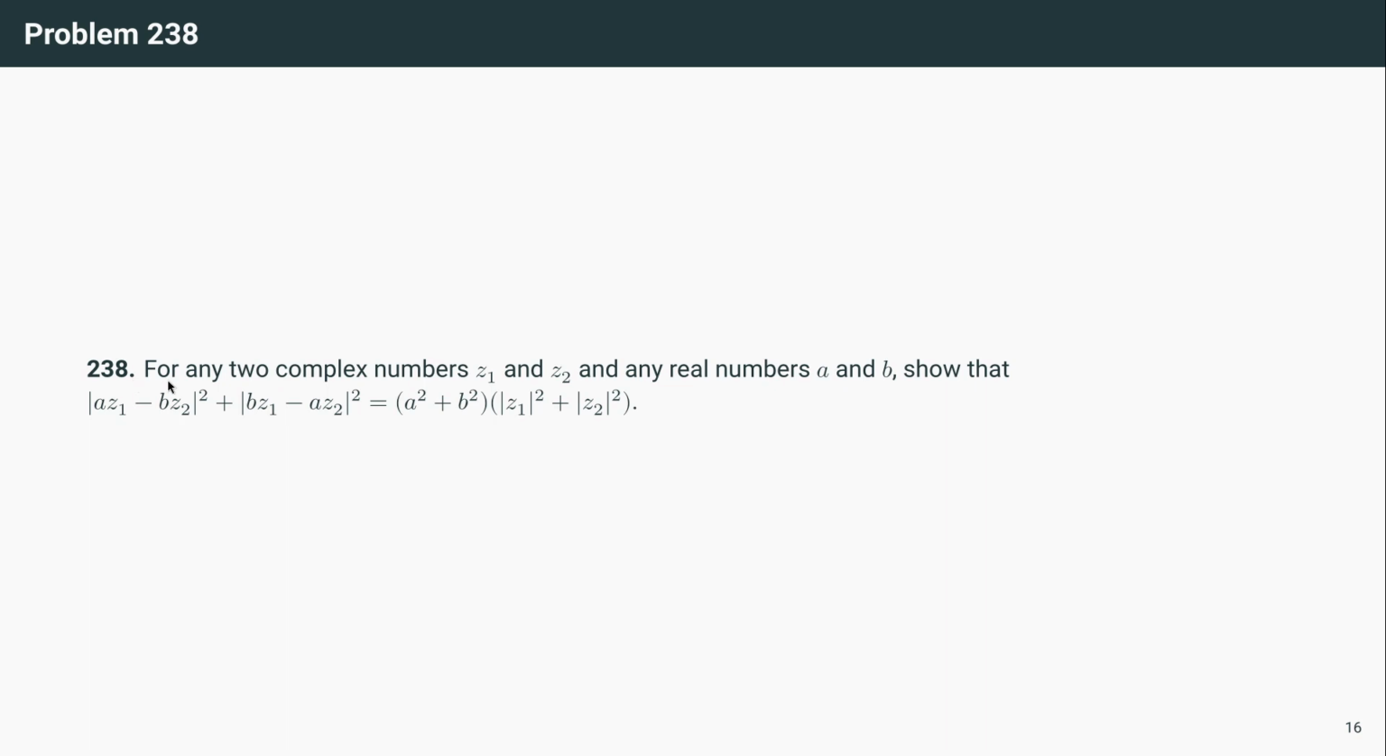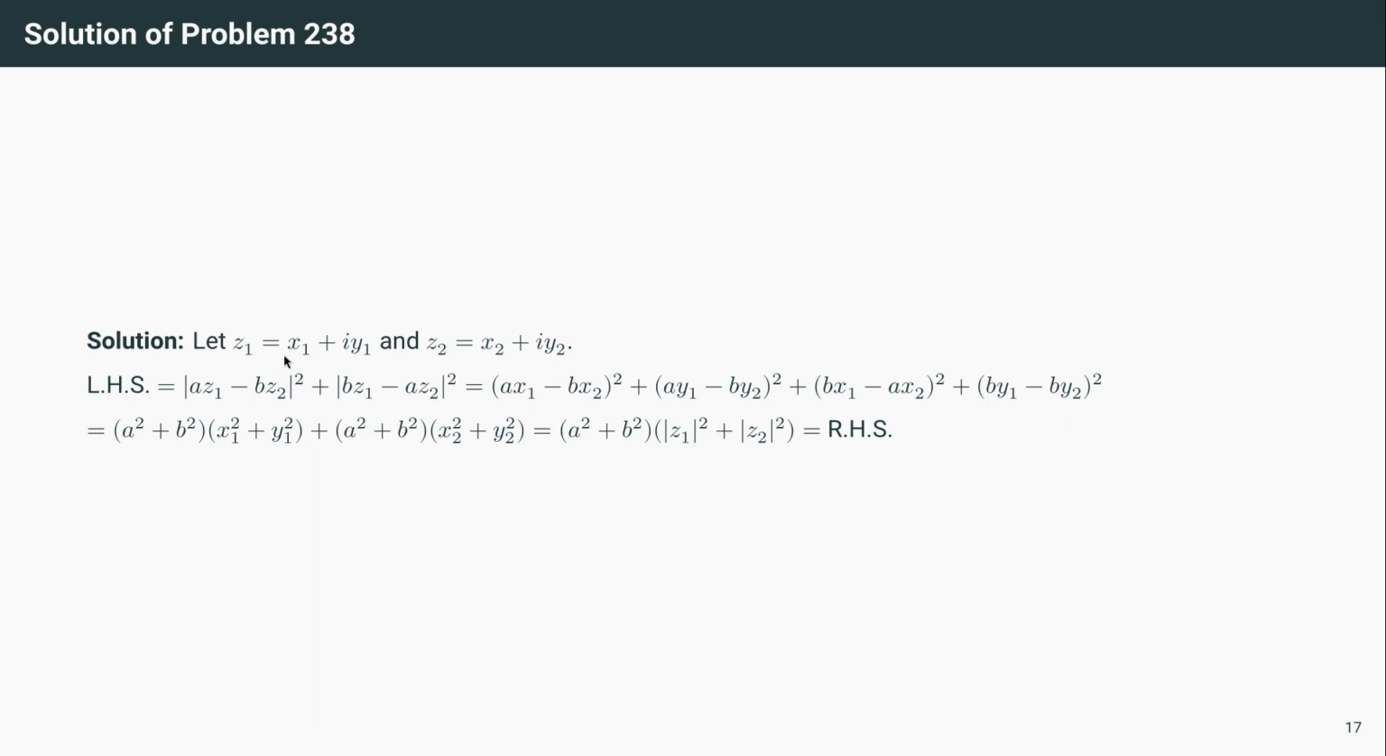Question 238 says that for any two complex numbers z1 and z2 and any real numbers a and b, show that |a z1 - b z2|² + |b z1 - a z2|² = (a² + b²)(|z1|² + |z2|²). So we let z1 as x1 + iy1 and z2 as x2 + iy2. So it's a matter of simplification only. There is nothing complicated here.